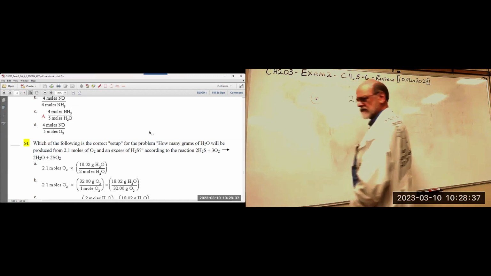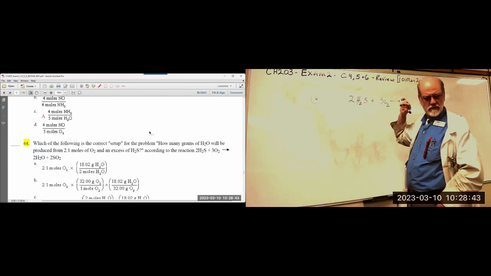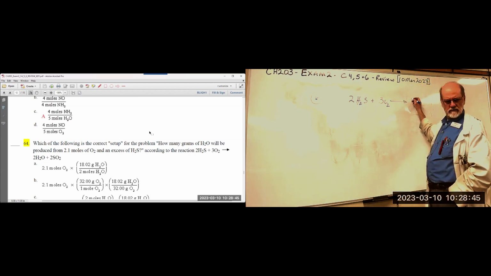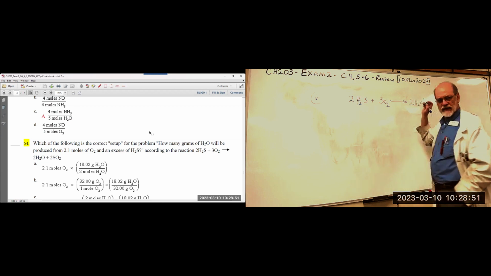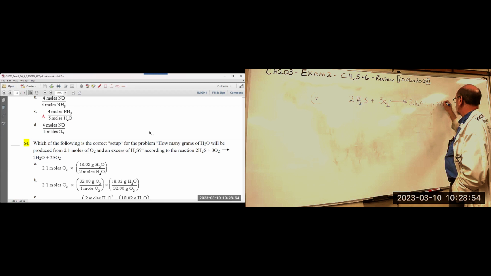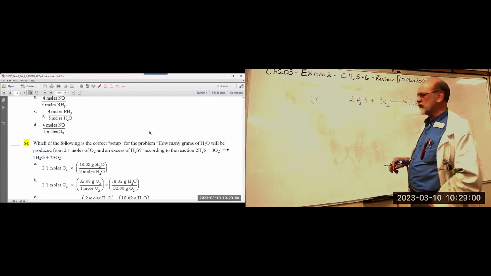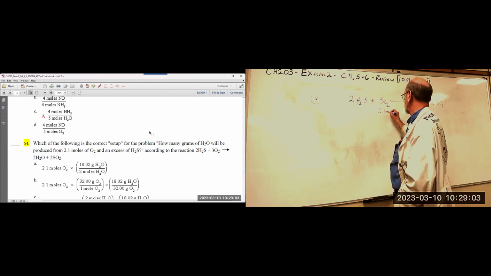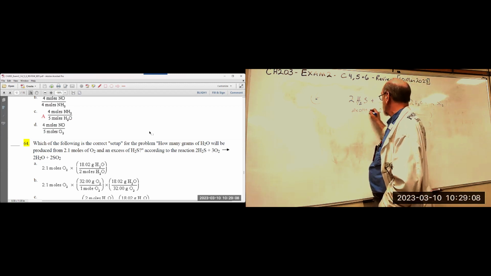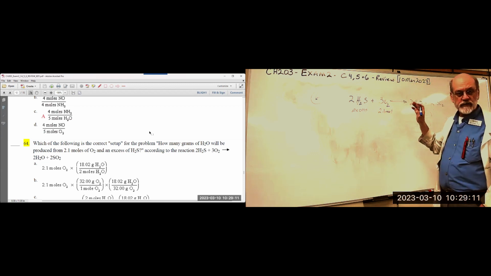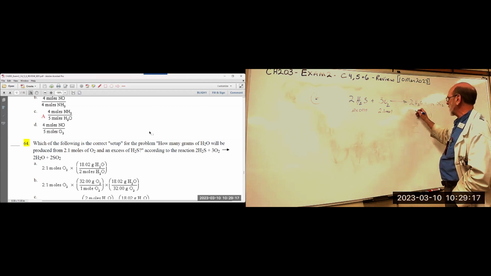2 hydrogen sulfide plus 3 oxygens yields 2 waters plus 2 sulfur dioxide. Okay. Now, what are we given? 2.1 moles of oxygen and excess hydrogen sulfide? Yes. Okay. So we can use up all the oxygen and produce water. They want to know how many grams of water.